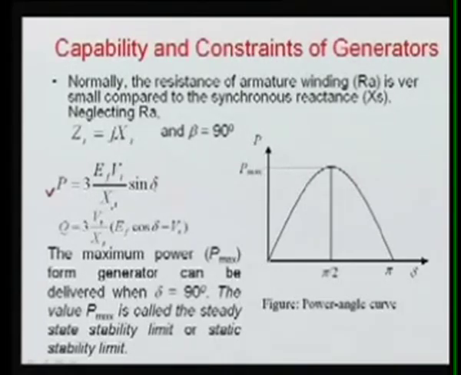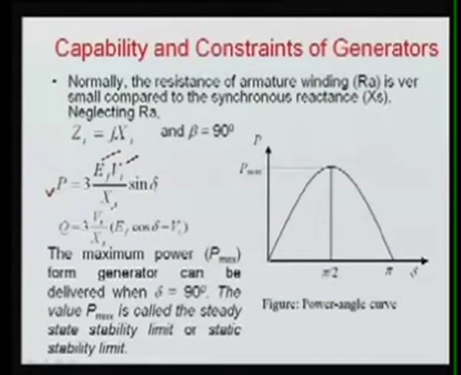Here you must always remember that Ef and Vt are per phase quantities, not line to line. So this is per phase, and we get the three-phase power because the 3 is coming here.